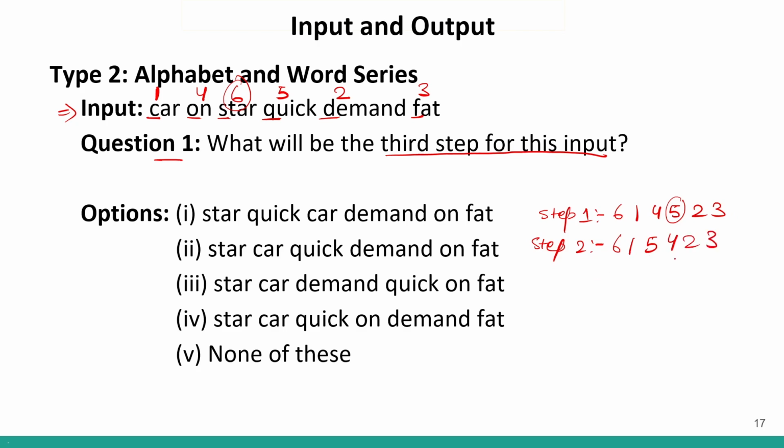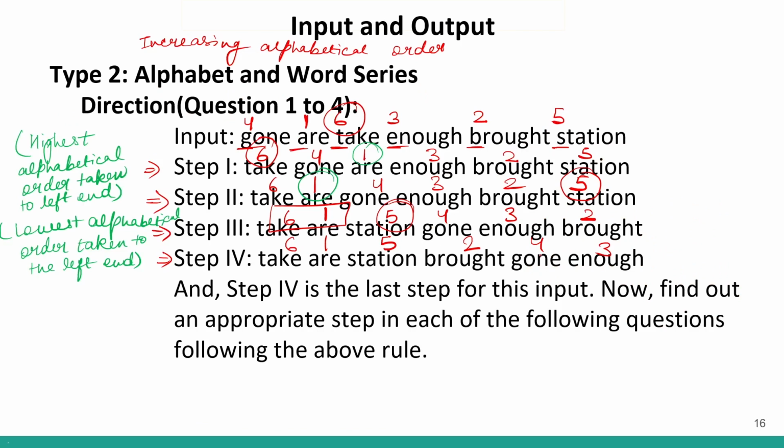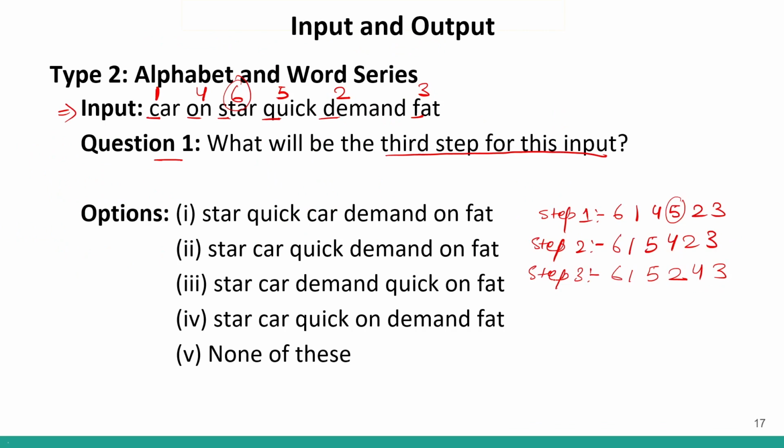Sorry, 6, 1, 5 are already fixed now. Now, we have to take the next lowest alphabet. So, step 3 will be taking the next lowest alphabet. The next lowest alphabet will be 2. So, it will be 6, 1, 5, 2, 4, 3. Because if you look at the original arrangement, we have 6, 1, 5, 2, 4, 3. This is the final output. This is the arrangement that we want. So, over here, 6, 1, 5, 2, 4, 3 is achieved in step 3.